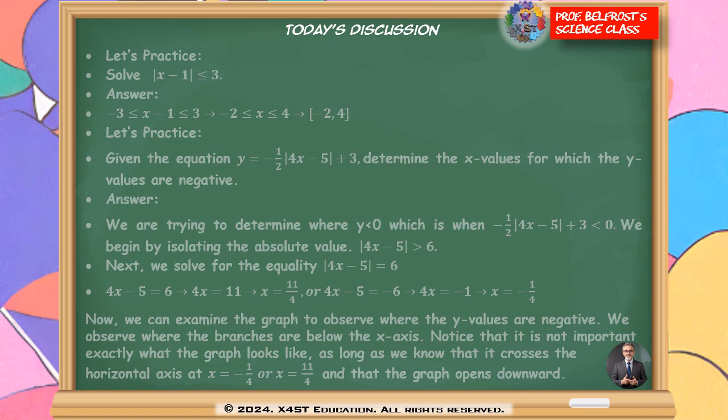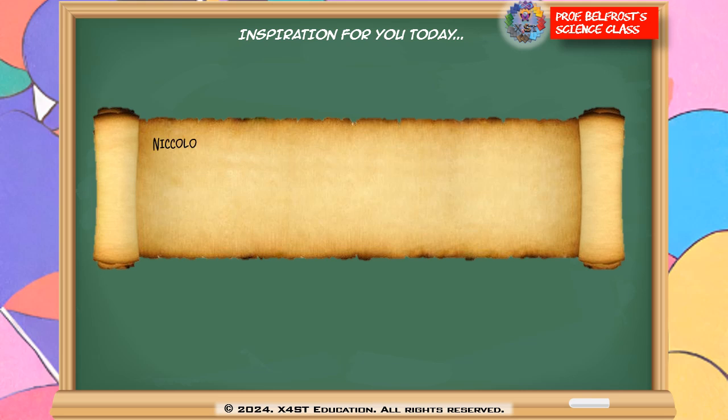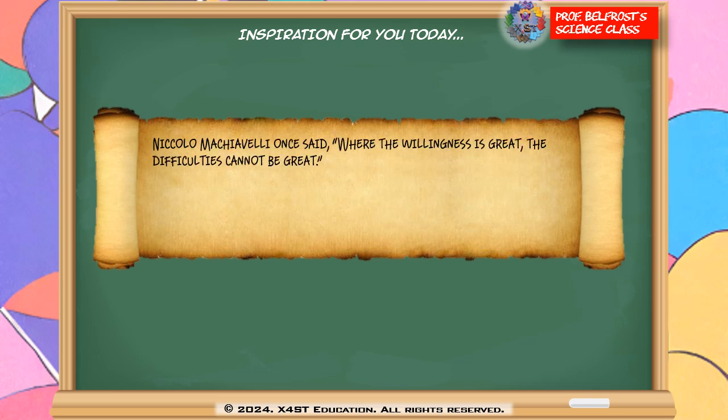Okay, actually, we are done with this chapter. So before I end this discussion, here's a little quote for you. Niccolo Machiavelli once said that where the willingness is great, the difficulties cannot be great. Okay, so that's good for you.